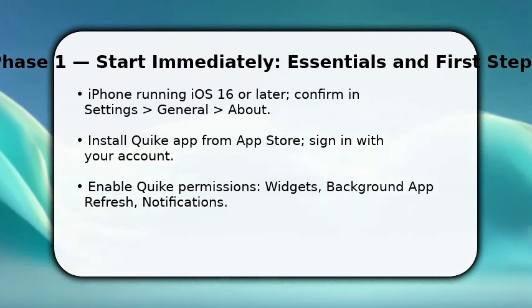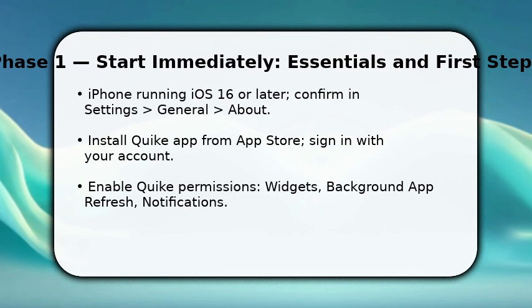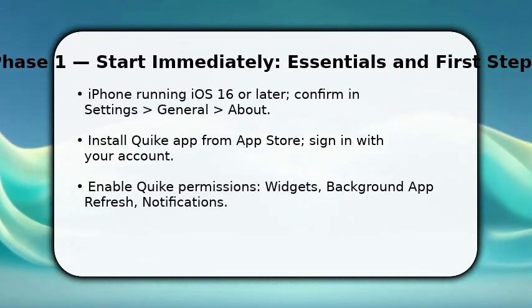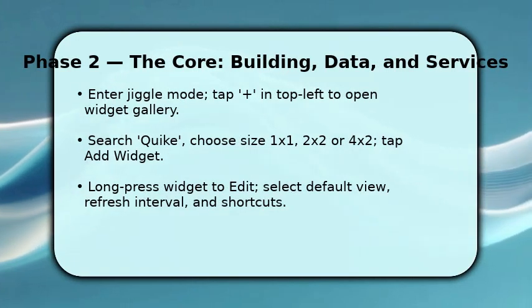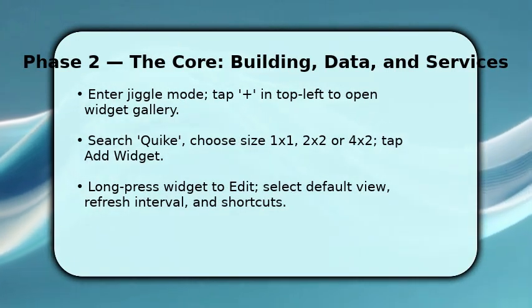Make sure your network is stable. This matters because the widget fetches live content. Now, press and hold your home or lock screen. Once you're in jiggle mode, tap the plus icon and type Quike in the widget gallery search.